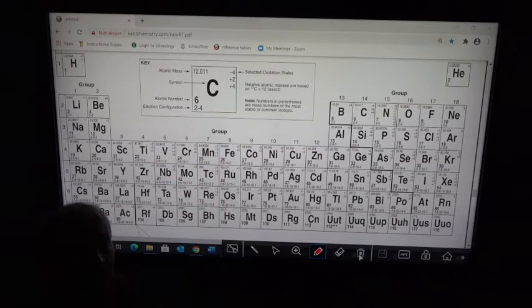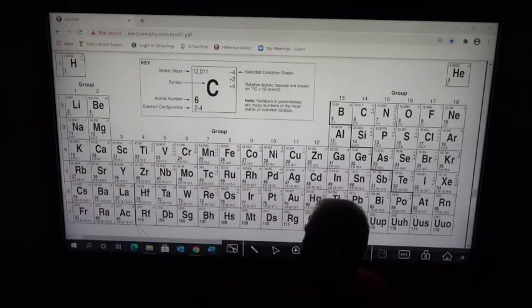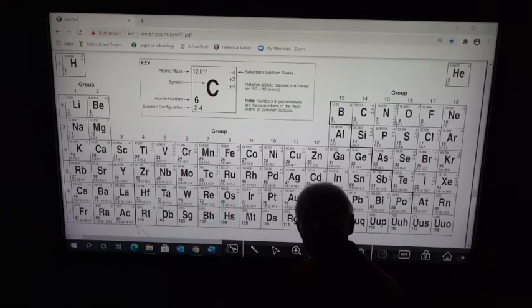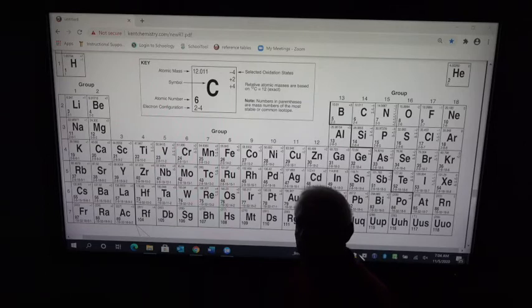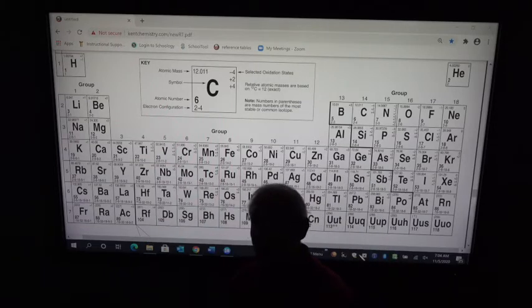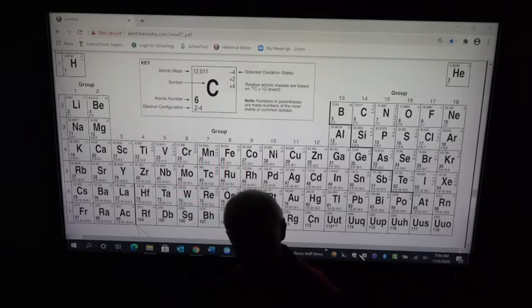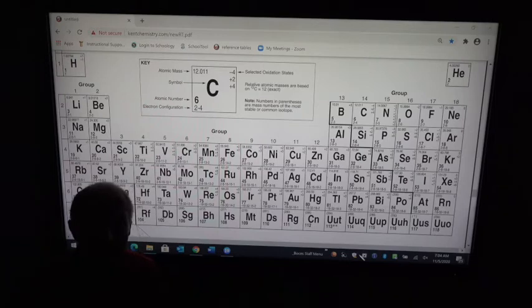Now, the next thing we've got to talk about is that one word, electronegativity. Electronegativity is the ability to attract electrons. Look, all these are metals. Metals don't want to gain electrons. They want to lose them. So if electronegativity is the ability to attract electrons, metals probably have lousy electronegativities. Nonmetals probably have higher ones because they want to gain electrons.